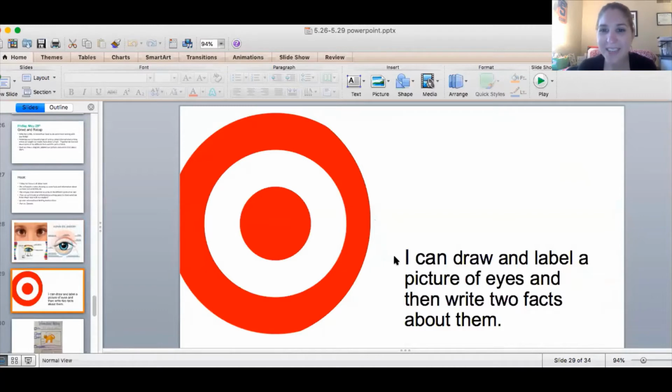All right, let's read today's learning target together. Today, it is I can draw and label a picture of eyes and then write 2 facts about them. So together, we will write the first fact, but then I will send you off and you will write your own fact at the end of the video when it's all done. So we're drawing and labeling a picture or a diagram of eyes and then writing facts about them, 2 facts.